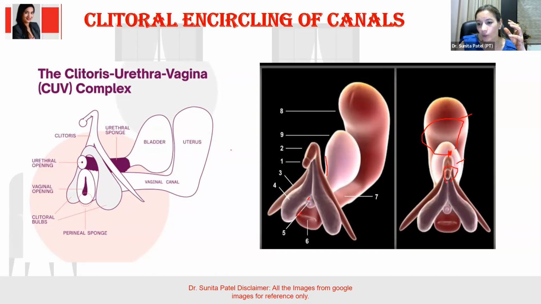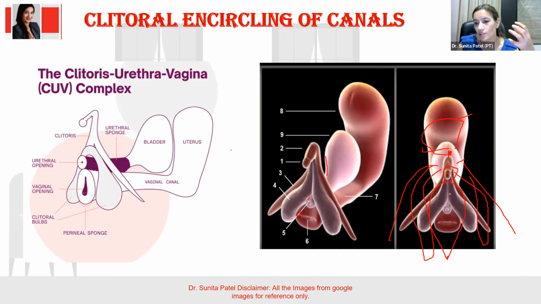And then there will be one, like you can see the labia minora going downwards. And then on the sides, there will be labia majora. And there will be pubic rami on the sides and the pubic symphysis is upside. So this is how you can understand the vestibule, urethral opening and the vaginal opening is visible.